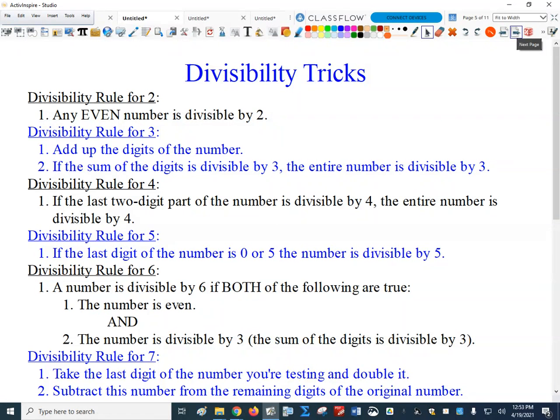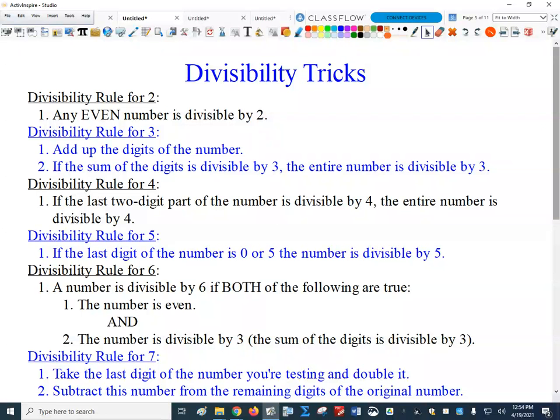All right, so there are some divisibility tricks that some of you know and some of you may not know. So I'm just going to go through real quick the divisibility rules for the numbers 2 through 10. You don't have this in your printed notes, but it'll be in the notes online because I'll put this PDF up online, okay?